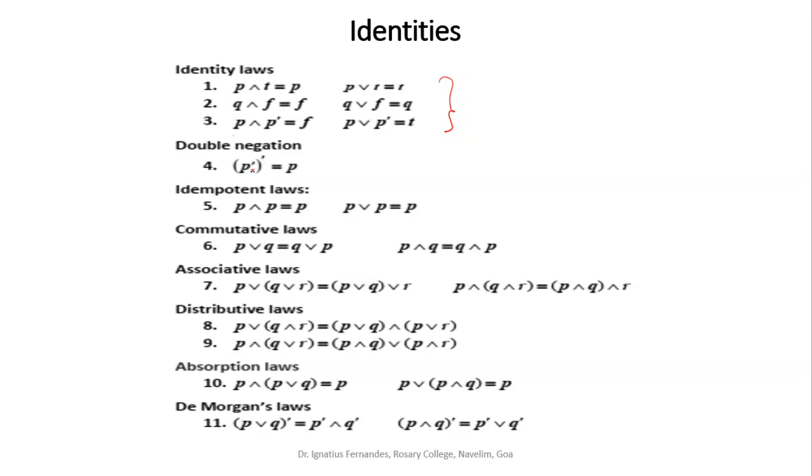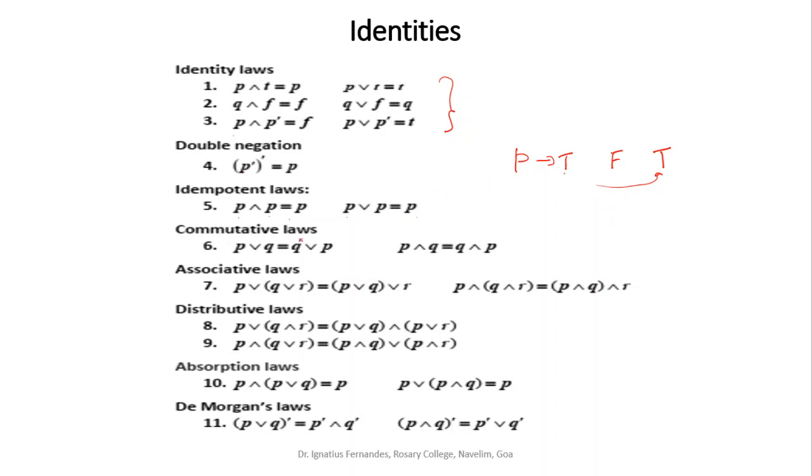The negation of the negation is the statement itself. So P bar bar is P itself. Obviously, suppose I have a statement P which is taking a value T, then its negation is going to be F. So P bar is going to be F, and if I again take its negation, it's going to be T. So started with T, we came back to T itself. So P bar bar is P itself. Then we have written this fifth law here. We have P and P is the same as P itself, and P or P is P itself.